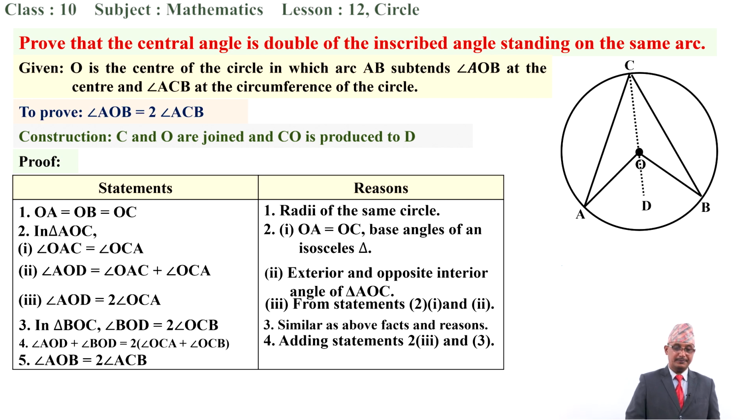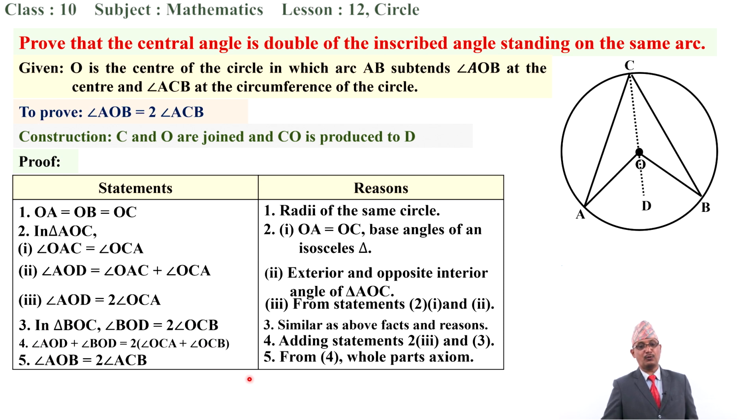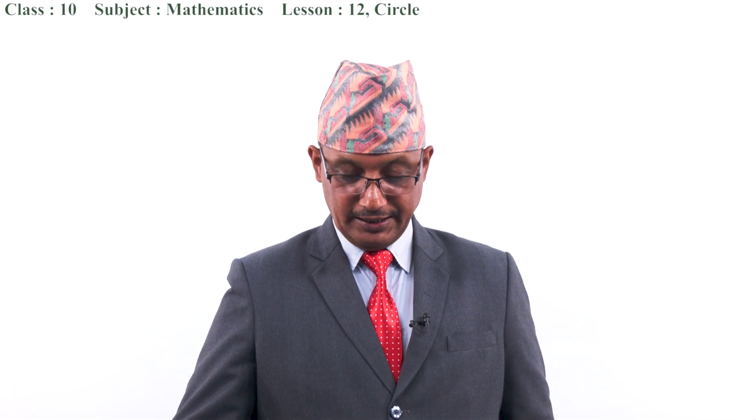What is the reason here? In geometry, when we add 2 or more parts and we get a single whole, we call it the whole parts axiom. So the whole parts axiom we have applied in which number? In 4. So what can we write in the reason? From 4, whole parts axiom. This proves the theorem. So we have proved theoretically also that the central angle is double the inscribed angle standing on the same arc. Hope you have understood.